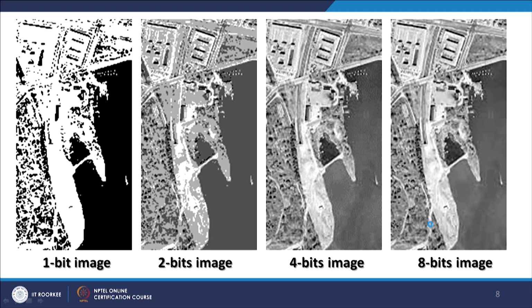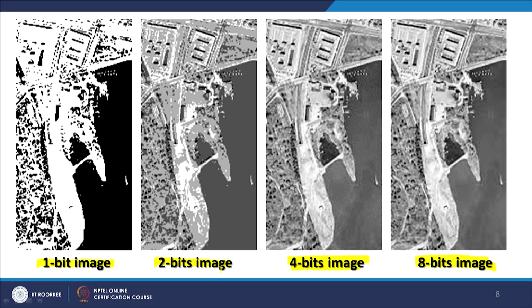Let me take some examples. Of course, these are not basically acquired by the satellite as they are, but these have been deteriorated just to demonstrate to you. So the original image is an 8-bit image, then it has been deteriorated to 4 bits, further to 2 bits and then binary. And as you can see in the binary image on the left side, you are having only 2 values, either black or white, no other values are there.